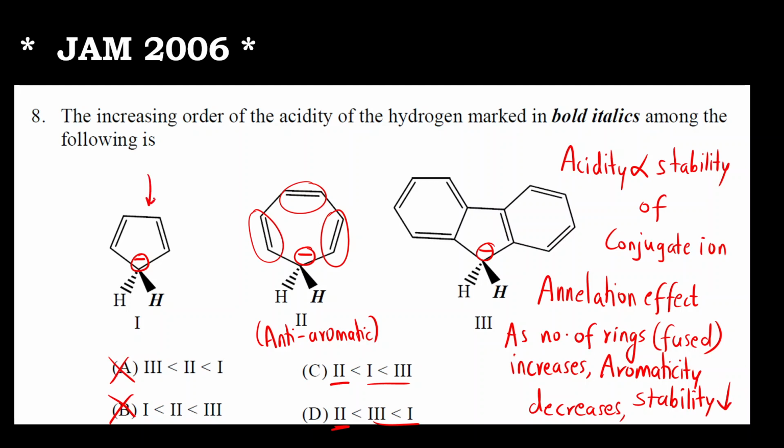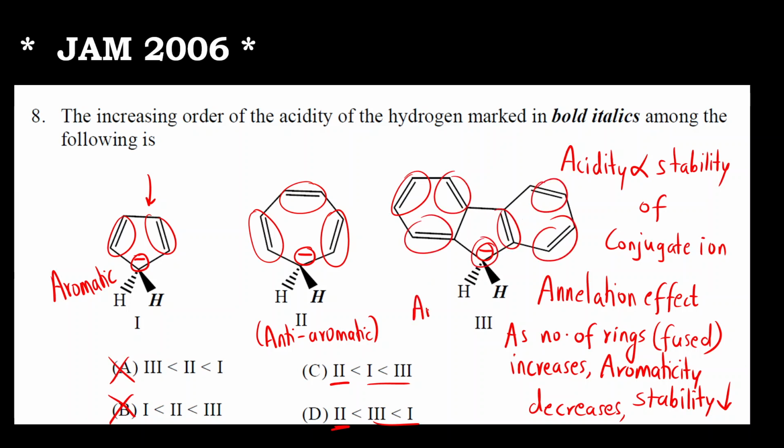Now here if you see, 1, 2, 3, this is aromatic. And here if you see 1, 2, 3, 4, 5, 6 and 7, this is also aromatic. But which is going to be more aromatic? Option 1. It will be the most acidic. So the correct answer will be option D. But why is 3 less aromatic? Now that is the question.